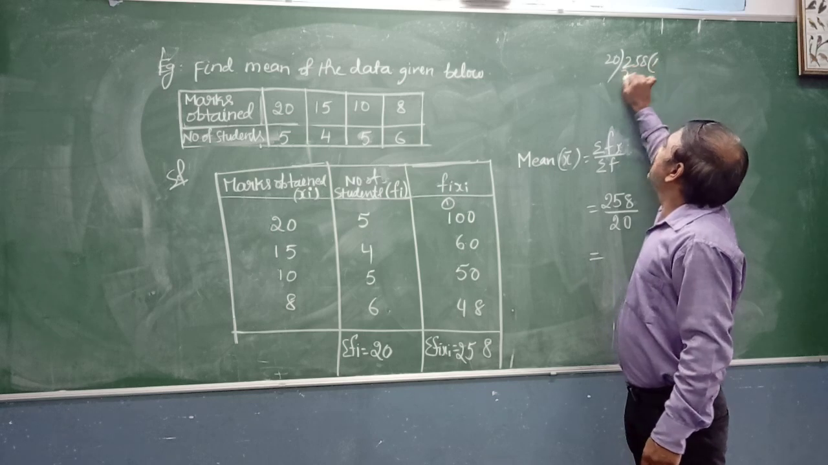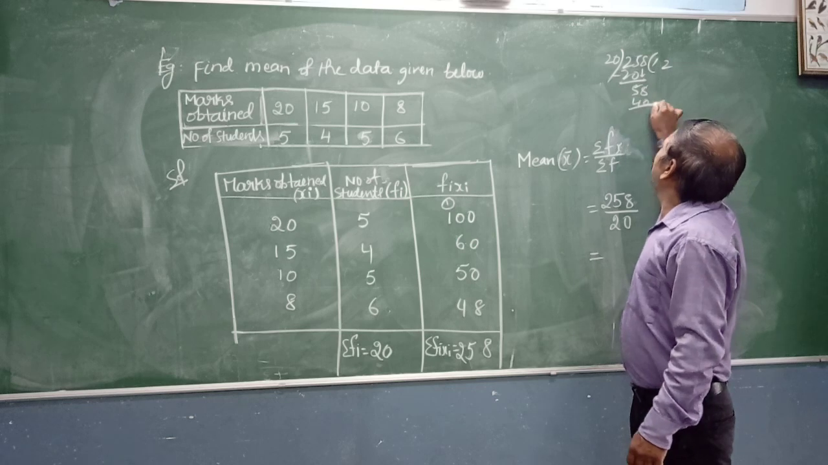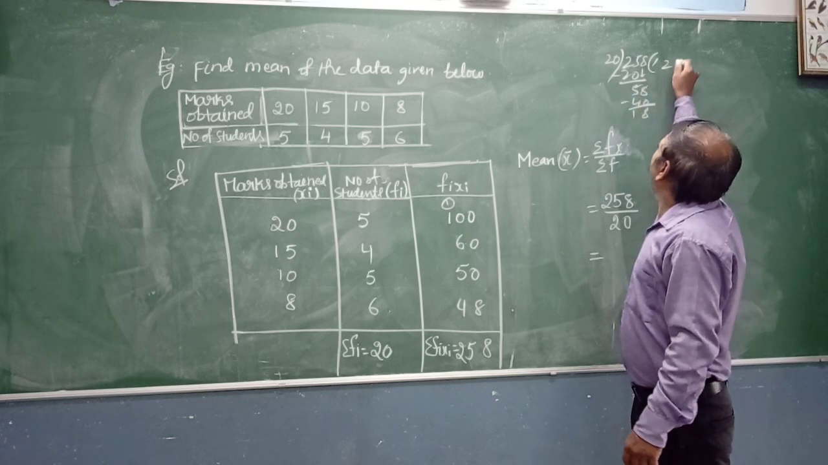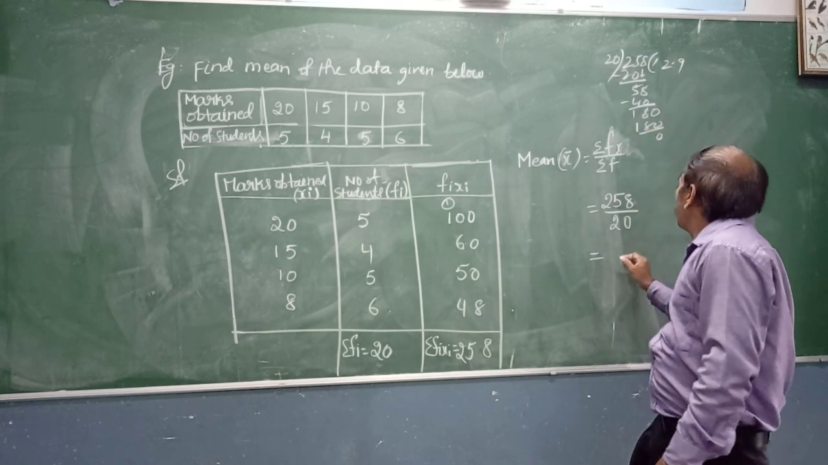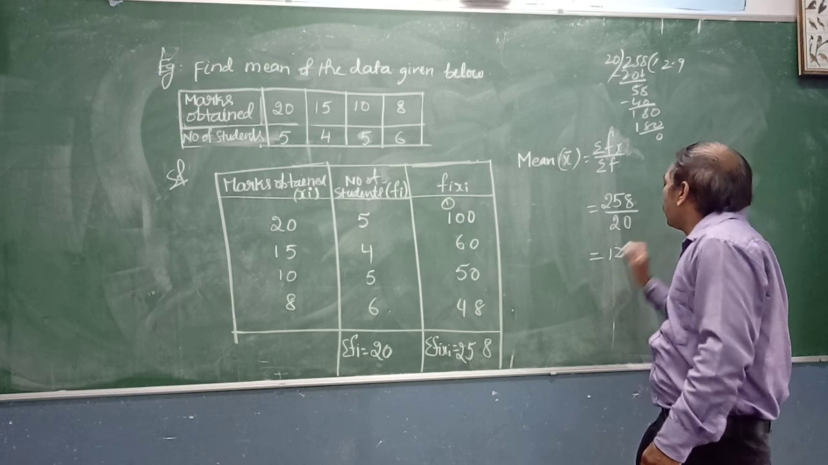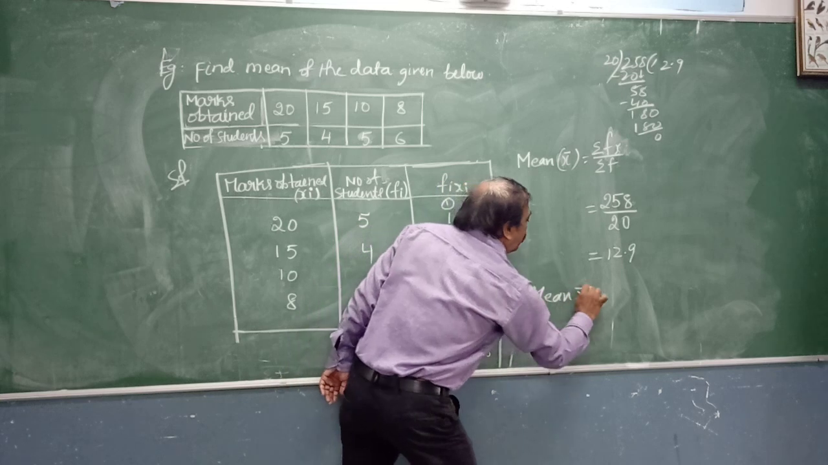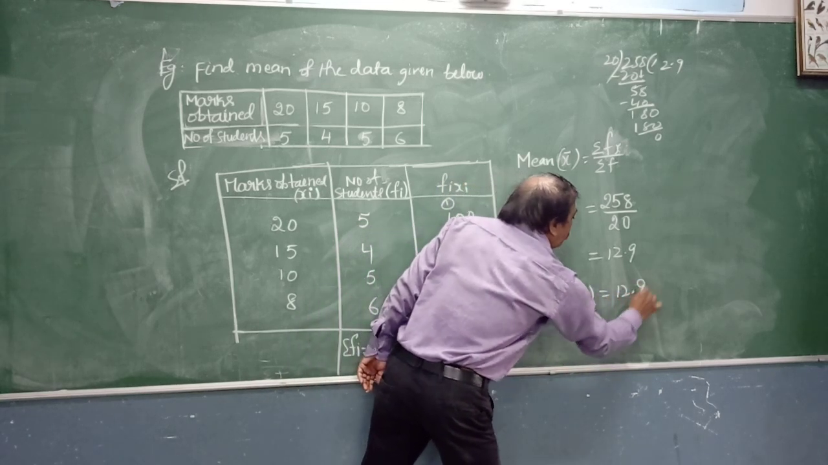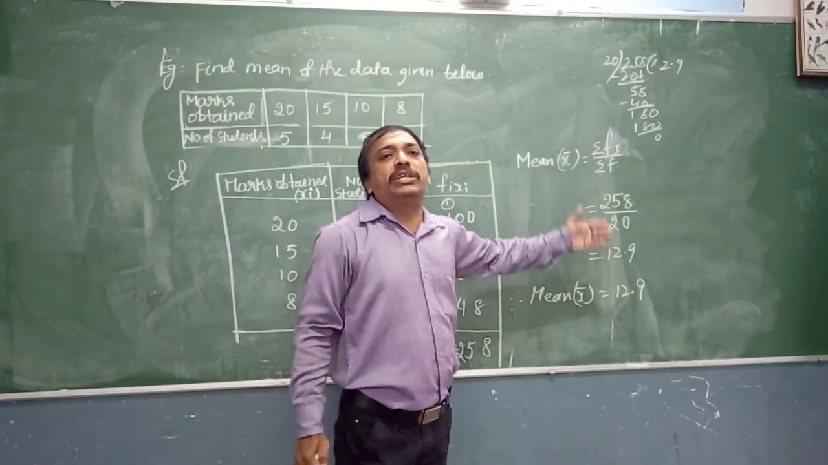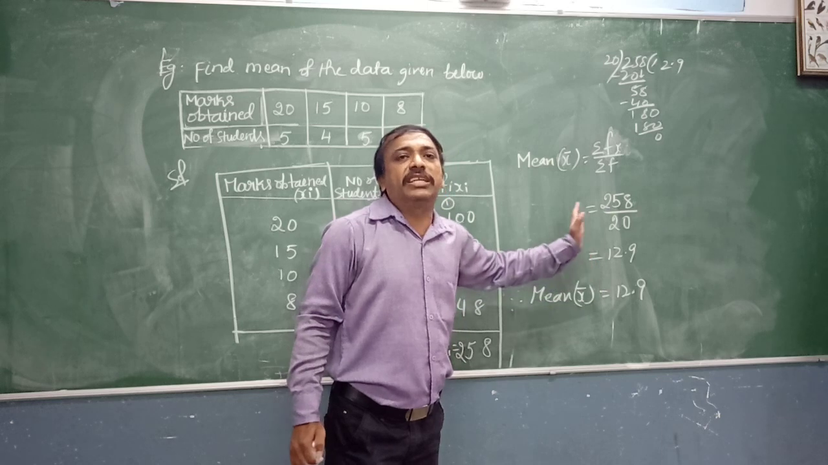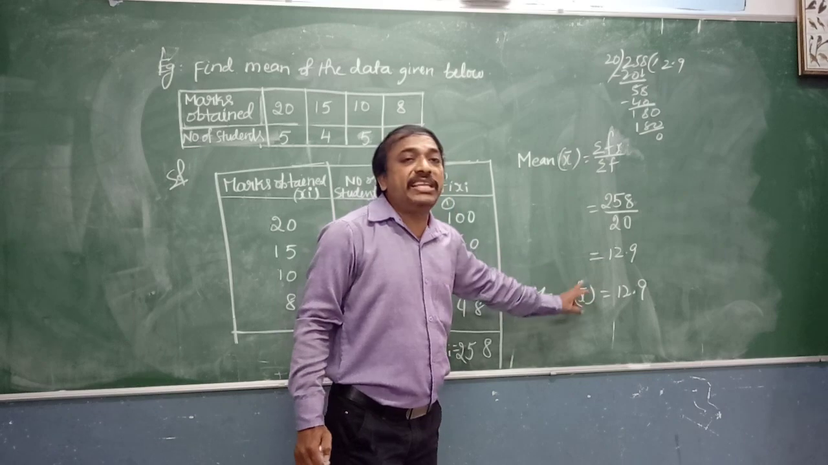258, 20 ones are 20, 5, bring down 8, 22s are 40, 8, 1, put a point, 0, 29s are 180. So you are obtaining 12.9. Therefore, mean x bar, mean marks is equal to 12.9. When you are converting it to the decimal form, maximum 2 decimals you can take after the decimal point if the division is not ending. So 12.9 is the mean.